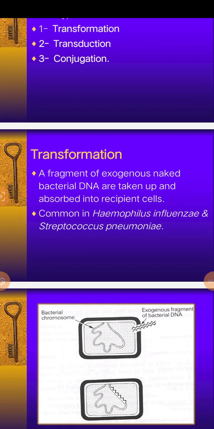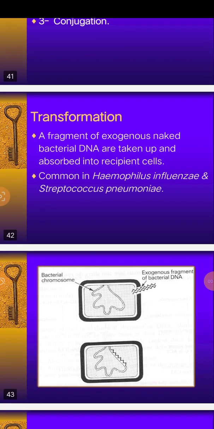Transformation is where fragments of exogenous naked bacterial DNA are taken up and absorbed into the recipient cell. It's common in influenza and Streptococcus pneumoniae.